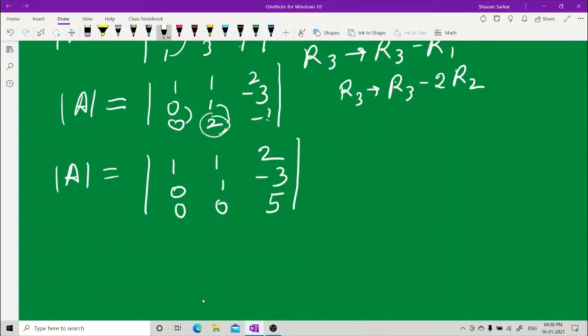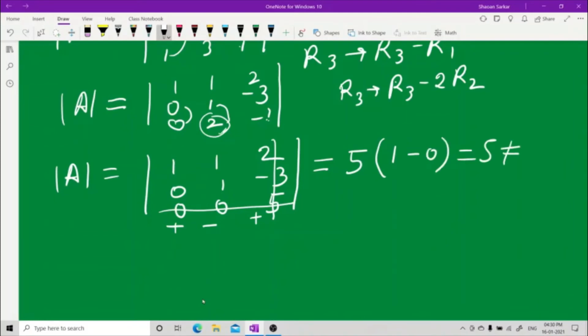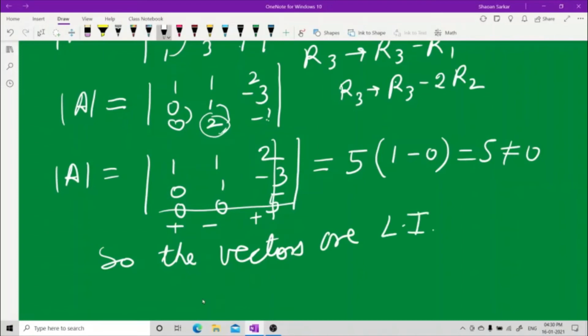Now you take the determinant. So expand in this manner, plus minus plus, along the last row and the last column, the third row and the third column, I mean to say. So you have 5, and then you have 1 minus 0, and the answer is 5. This is not equal to 0. So the vectors are linearly independent.